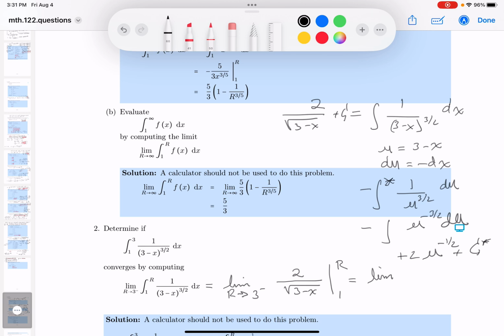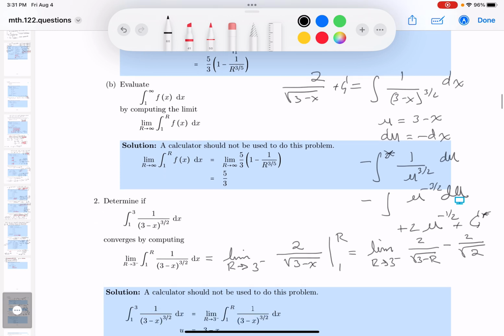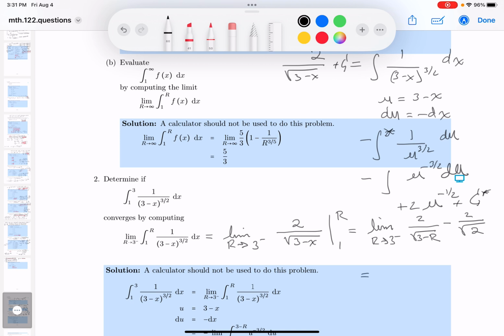Limit as r goes to 3 from the left, that's going to be 2 over the root of 3 minus r, minus 2. Well, 3 minus 1 is 2. All right, so it's not so bad. Let's see if we can do the limit now. What are we doing? We're approaching 3 from the left side. So on the bottom, you're going to get a 0 from the right side, so it's going to go towards 0. So this is going to be infinite. What does this say about this? This thing doesn't exist, DNE. It diverges, by the way.